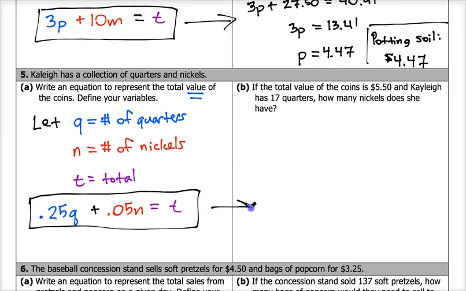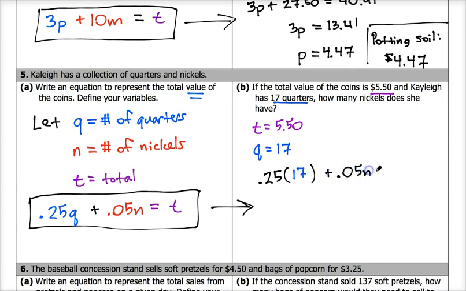So now we can use this equation to answer part B's question, which says if the total value of the coins is $5.50, here they're giving us our total, and Kaylee has 17 quarters, here they're giving us the Q value, how many nickels does she have? So substituting 17 in for Q and 5.5 in for T, we can find N. So this is 0.25 times 17 plus 0.05N equals 5.5.